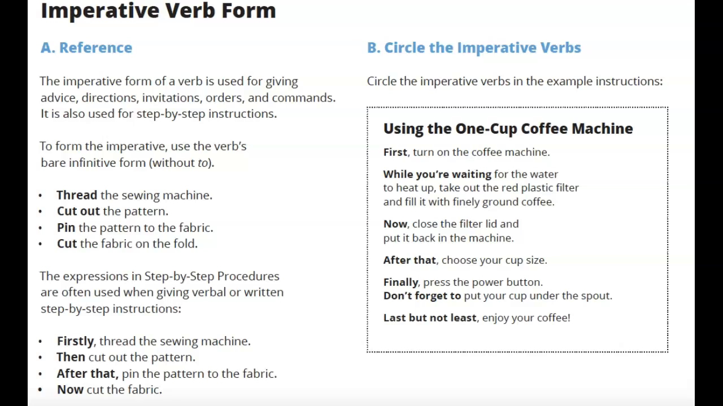Quick review, the imperative verb is the verb that commands you to do something and you don't put a subject on. For example, in this case, thread the sewing machine, cut out the pattern. These are things we're telling you to do, and we don't have to say your name is implied. So there is no subject to these sentences. It just starts right off with the imperative verb.